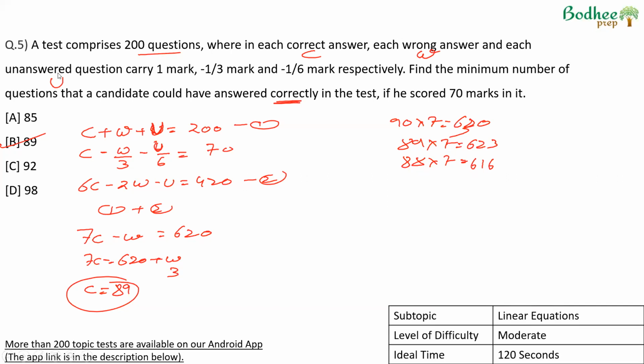Again, because there is an equation for which multiple answers are possible, and we are looking for a specific constraint, I am saying moderate level of difficulty. But 2 to 2.5 minutes should be good enough to get the answer, because the last equation has a coefficient of W as 1. So putting the values will not be very difficult.